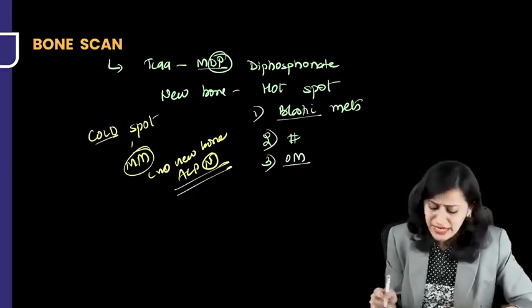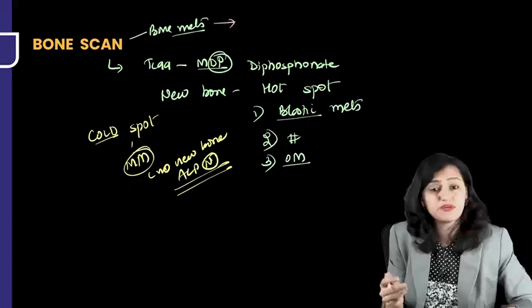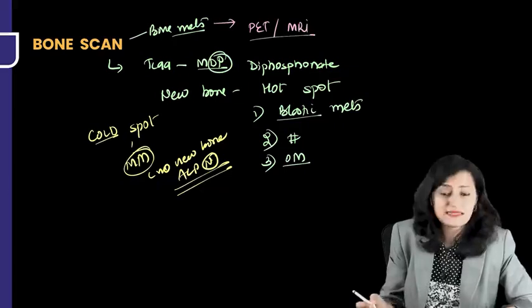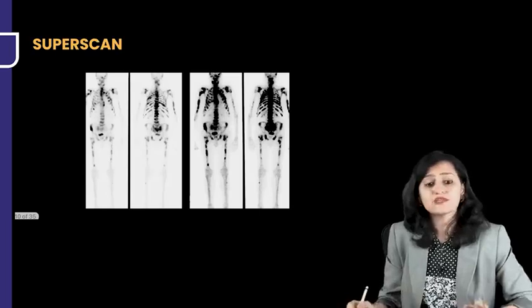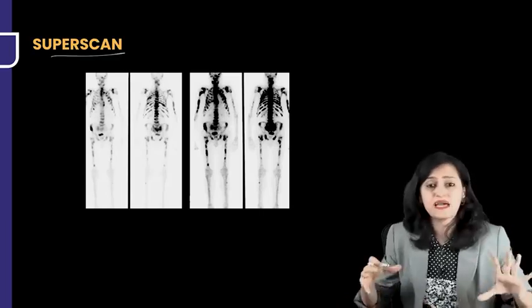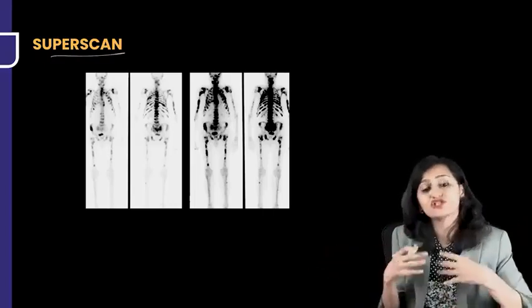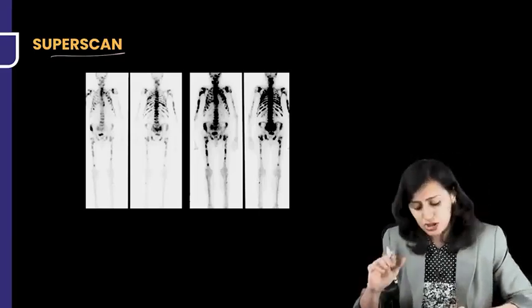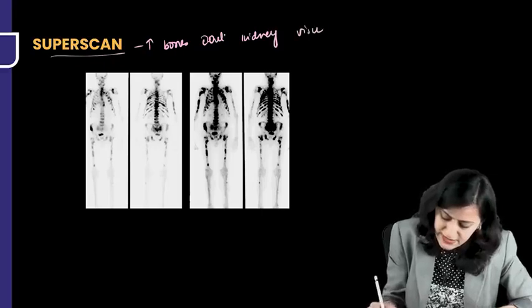Remember that. Right. And for bone metastasis, bone scan is not the best investigation because it cannot pick up the lytic mets. So we can do the PET scan, or MRI is a better investigation for bone metastasis. Now, what is the super scan? Super scan is where all the bones are showing increased uptake, and the kidney, which is normally visualized in these scintigraphies because it excretes the isotope, is not seen. So, diffuse increased uptake in the bones without kidney visualization, that is a super scan.